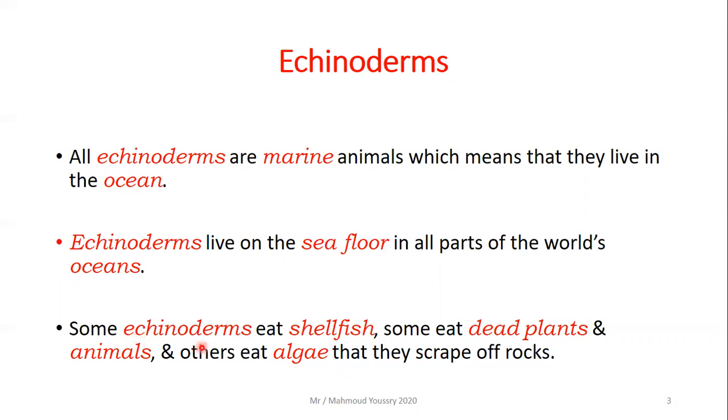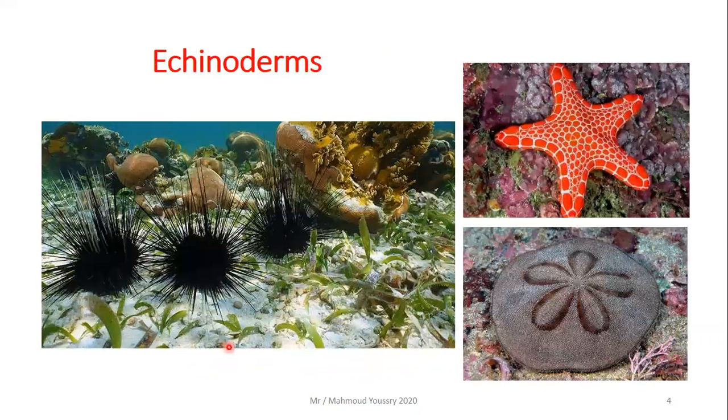Some echinoderms eat shellfish, while others eat dead plants and animals, and others eat algae that they scrape off rocks. These are some examples of echinoderms, like the sea stars. This is the sand dollar, and these ones with the many spines are the sea urchins.